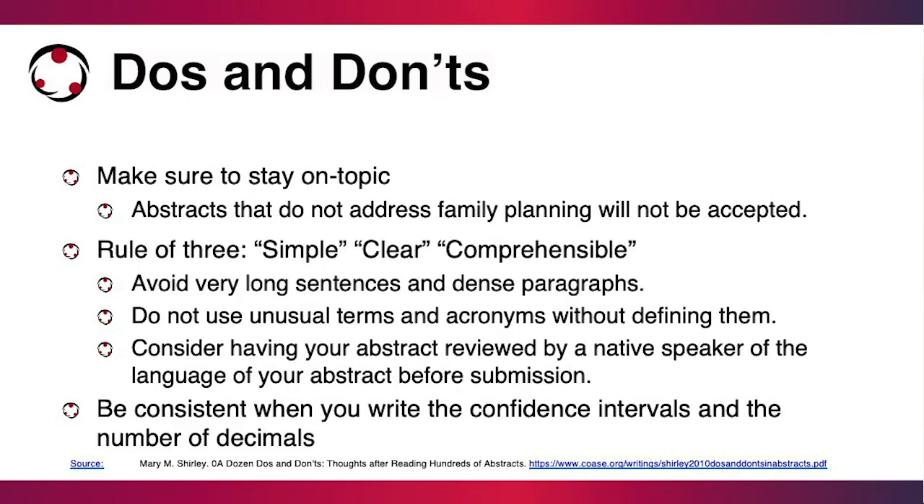There are many do's and don'ts to have a successful abstract. First, make sure to stay on topic throughout your abstract. This is a conference on family planning. If your topic isn't related to family planning, it won't be accepted. Keep in mind the rule of 3: simple, clear, comprehensible. Avoid very long sentences and dense paragraphs. Do not use unusual terms and acronyms without defining them. And consider having your abstract reviewed by a native speaker of the language of your abstract before submission.